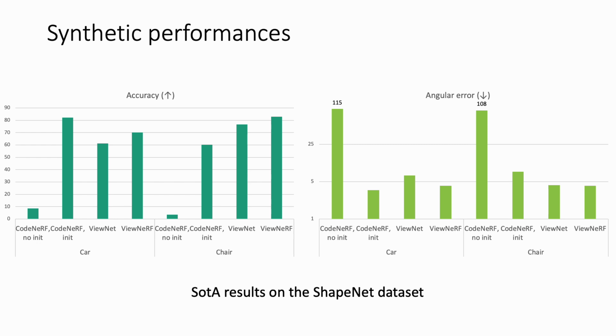CodeNeRF's convergence issue is further illustrated in the quantitative results, where it barely manages to go beyond random performance when not given an initialization, and is even beaten with initializations on ShapeNet chairs. Compared to the voxel-based ViewNet, which is also an unsupervised approach, ViewNeRF seems to have only marginal improvement.